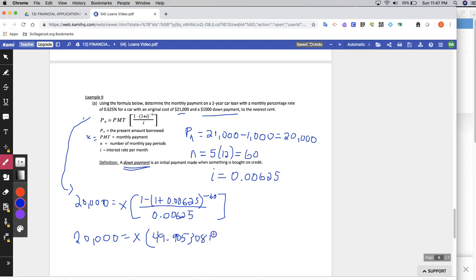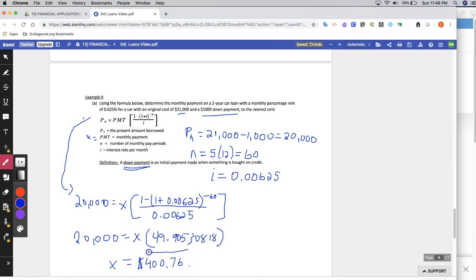I believe if you calculate that, you should get 49.90530818. And in these problems, you really want to try to leave rounding off until the very end. To solve for our monthly payment X, we can just divide both sides by this 49.905 value, and we should get an answer of $400.76.